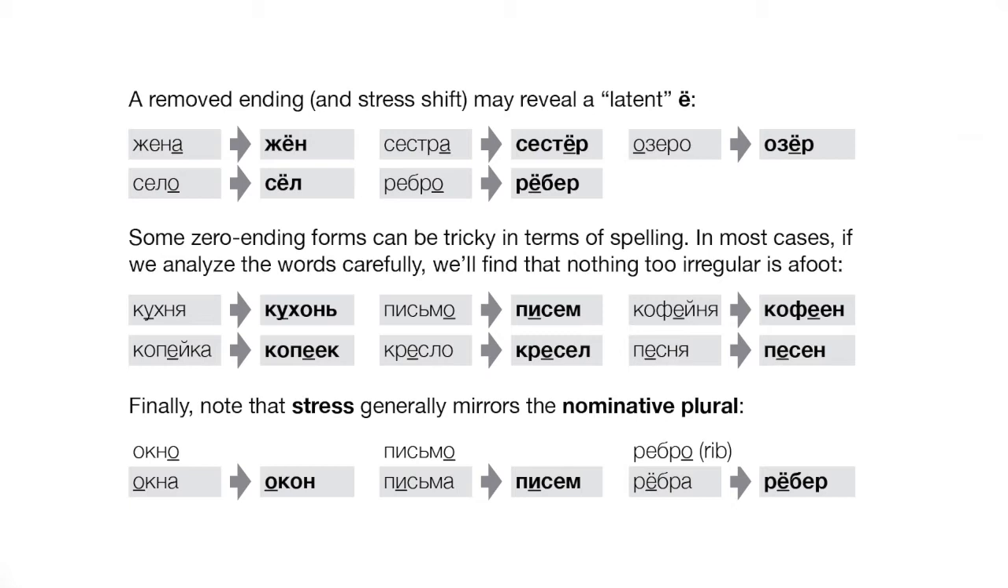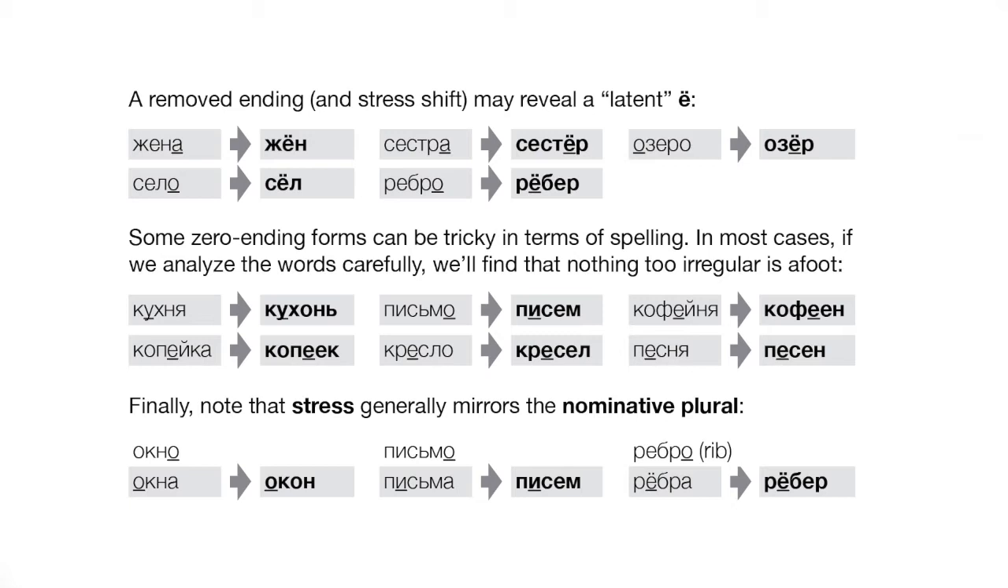Okay, ребро means rib, and the genitive plural would be рёбер. I have a little trouble saying that, by the way. I went to speech therapy for R's and L's, so I do have trouble sometimes saying them. I don't know, that one gives me real trouble. Okay, anyway, озеро means a lake, so the genitive plural is озёр.